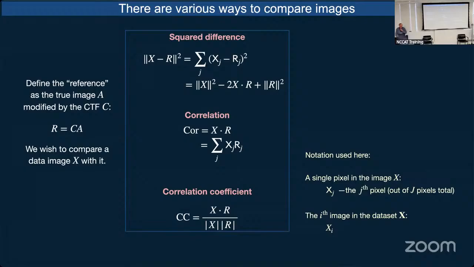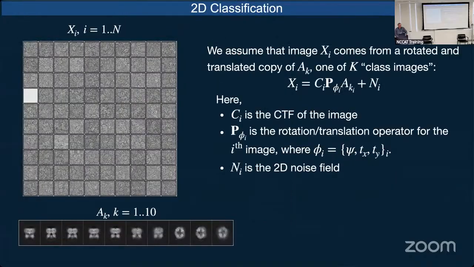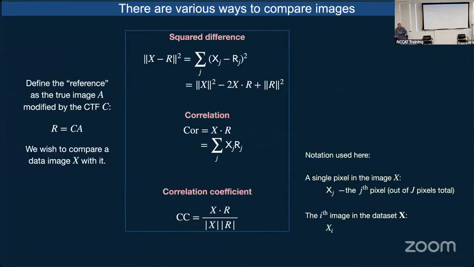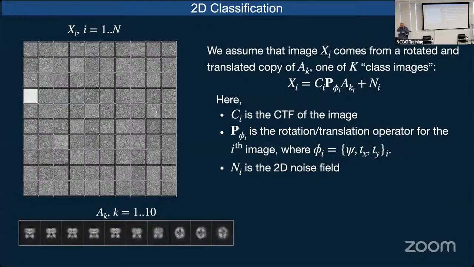All right, so we have some kind of reference, and the reference might be a random model, and we're going to compare individual images with it. Okay, before I talk about 3D reconstruction, I'm going to talk about so-called 2D classification.